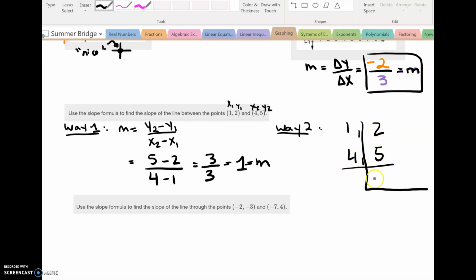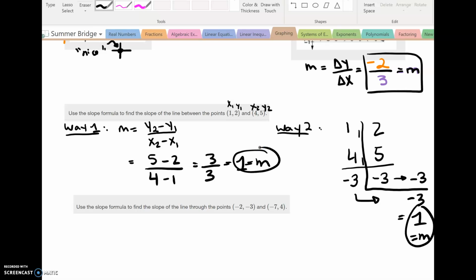So 2 minus 5 is -3, and I'm going to move it over. And 1 minus 4 is -3, and then I'm going to move it down and over. So this becomes -3 over -3, which, oh my goodness, that is also 1, and that's going to be your slope. So 2 different ways of getting the same thing.